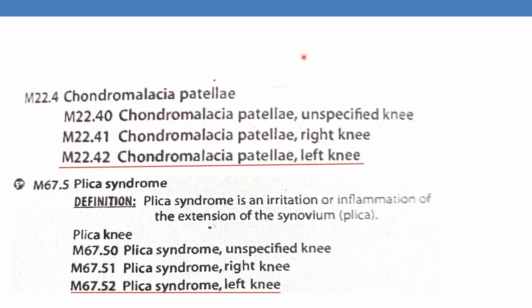Now let us see the complete code for chondromalacia and plica. For chondromalacia patella, the correct code is M22.42, chondromalacia patella, left knee. Here arthroscopy of the left knee is performed. So laterality is left side. M22.42 is one more correct code. Next is plica syndrome. The definition is that plica syndrome is an irritation or inflammation of an extension of the synovium, plica. So this is also for the left knee. So the correct code is M67.52, plica syndrome, left knee.